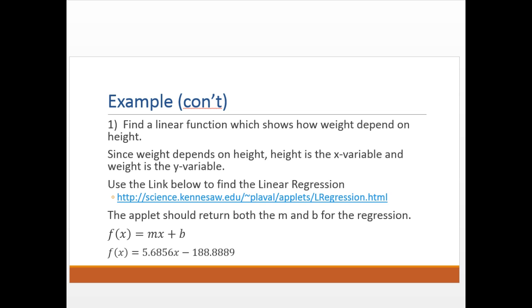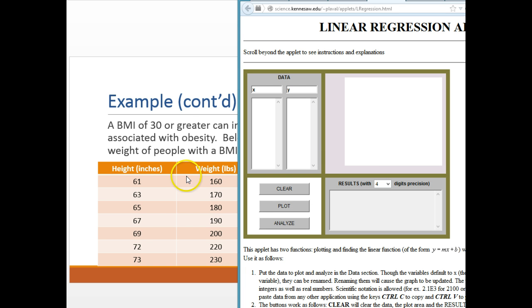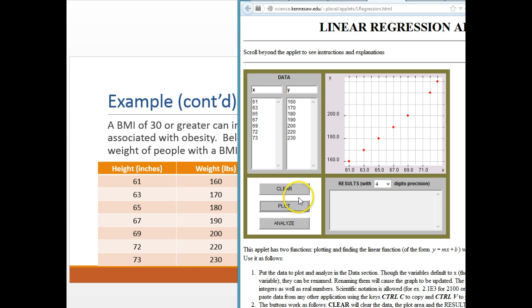And basically what we're going to do is just enter in our data. We said that weight depends on height, so we're going to go in our x variables and enter in our height. We simply type them in and hit enter after each one of these. And then we go over to our y variable and we do the same thing. Hit enter after each one of the y variables. Now, what we want to do is plot these. We simply click on plot and it shows us this nice little arrangement of our data points.